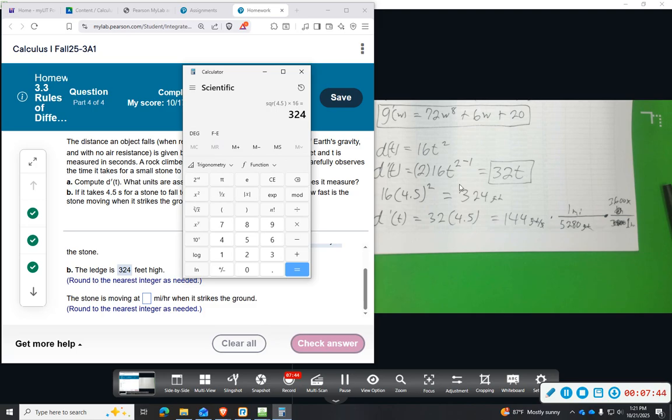So I'm going to take the 144 and divide it by 5,280 and then multiply the result by 3,600, and that gives us 98. It says round to the nearest integer, so we'll say about 98 miles per hour.